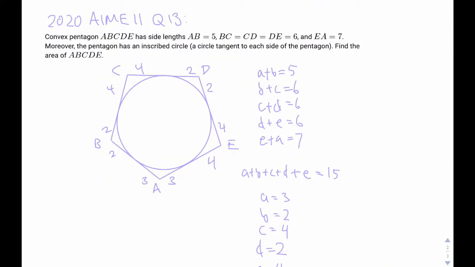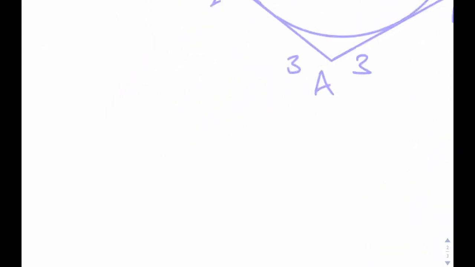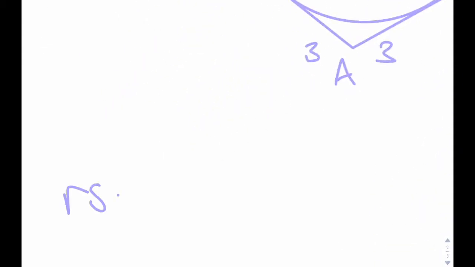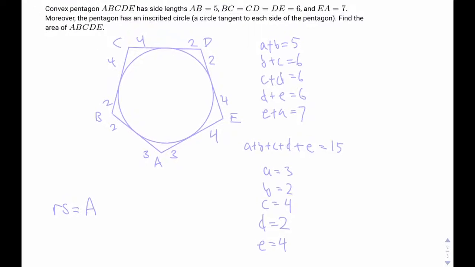Okay, now that we've relabeled our pentagon, let's see if we can find a way to go about finding the area. So the inscribed circle condition might remind us of this formula. The inradius of our inscribed circle times the semi-perimeter of our pentagon will be equal to the area of the entire pentagon. And so we might be motivated to try to find the inradius of our inscribed circle.